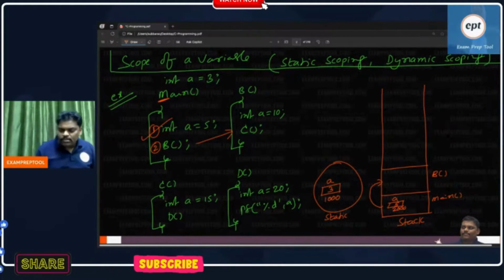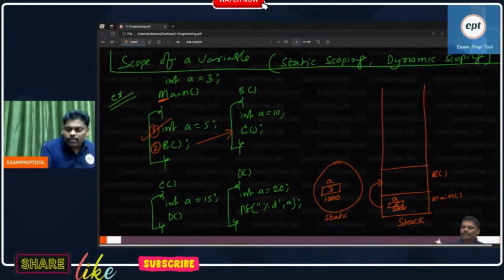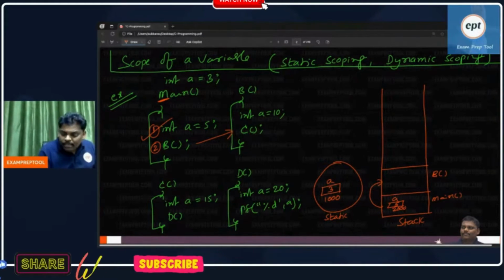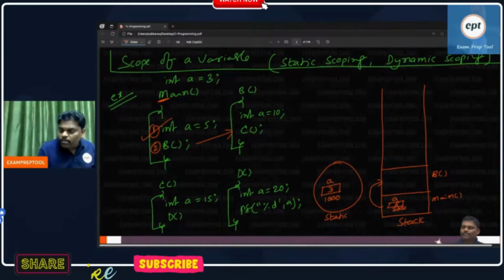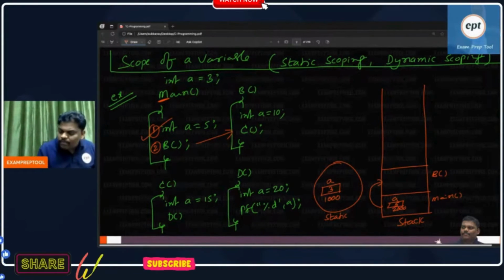First line, see this one. Whenever you are running, running will start from main. Whenever main is called, main will push. Whenever main is running, memory will be allocated for local variables.